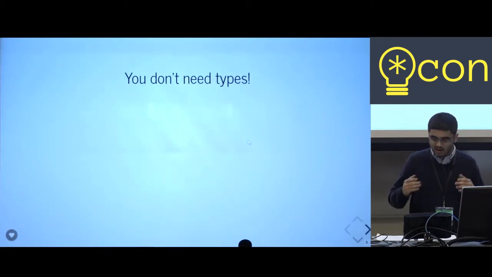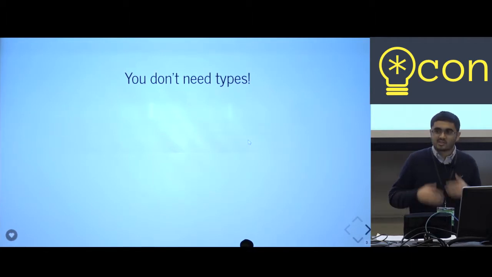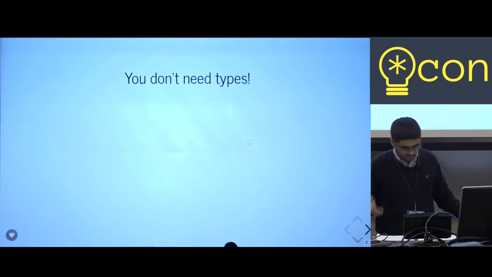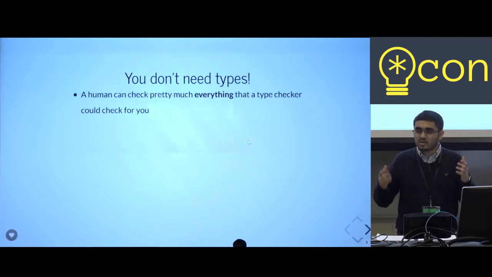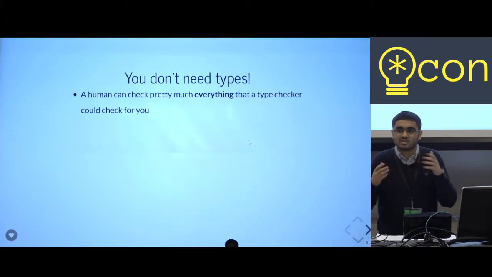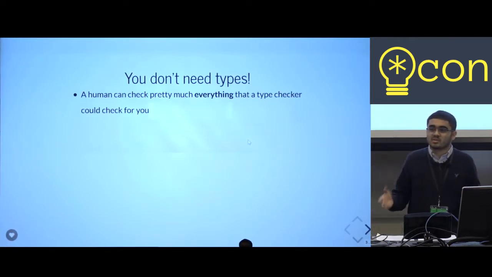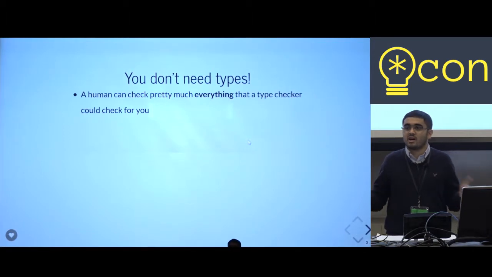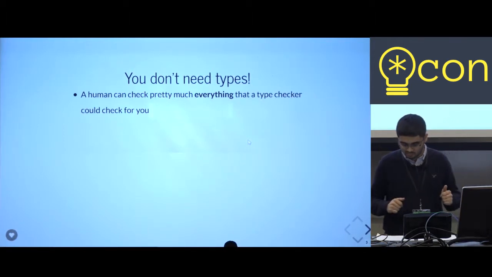One thing I'd like to point out is that you don't actually need to have your program checked using types. This might seem contrary to the point you probably think I'm trying to make, but the thing is, you can check pretty much everything that a type checker does on your own. Humans can check everything that type checkers check. And I know this from years of experience using Python. When you don't have a type checker, you end up looking through your code and checking it yourself.